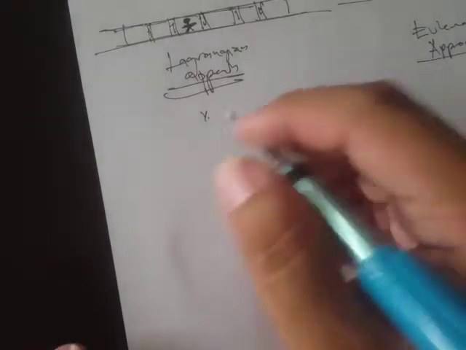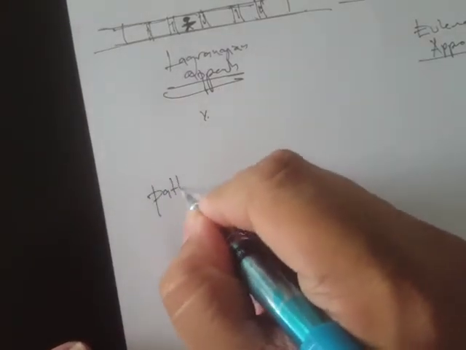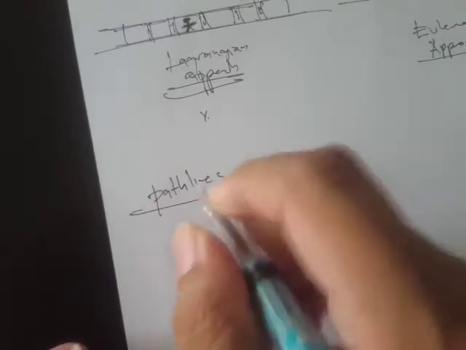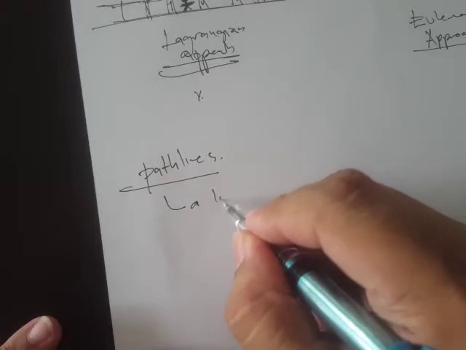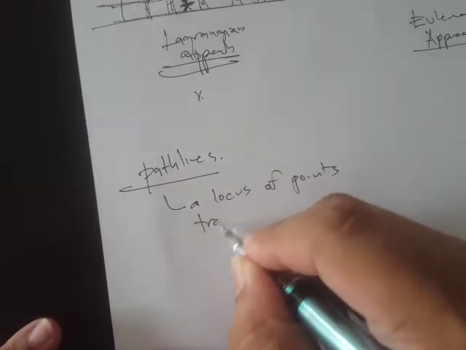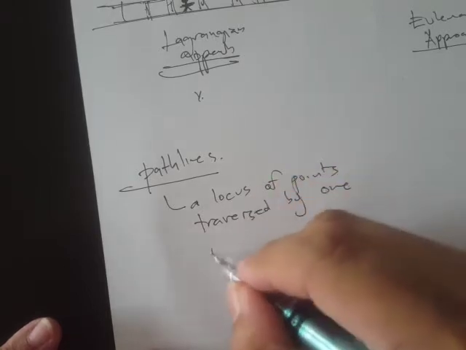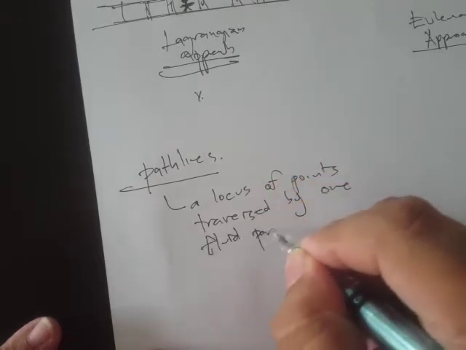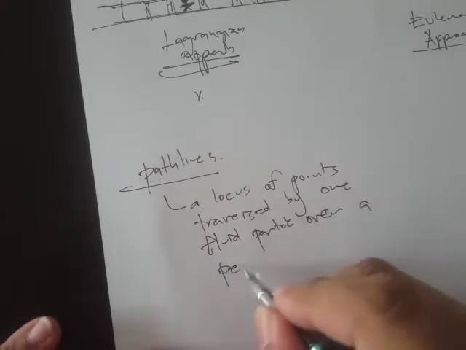Right here in the Lagrangian approach, we use the term path lines. Path lines are defined as the locus of points traversed by one fluid particle over a period of time.